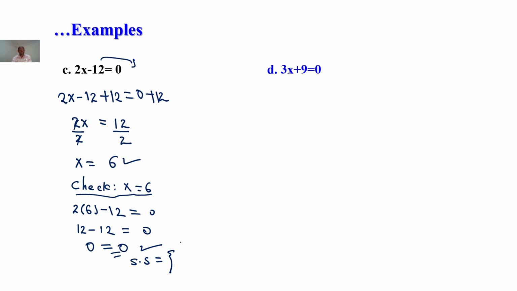But when we say the solution set, we must put it inside the set notation. This is equal to {6}. We can write it in such forms. The next one says that 3x plus 9 is equal to 0.